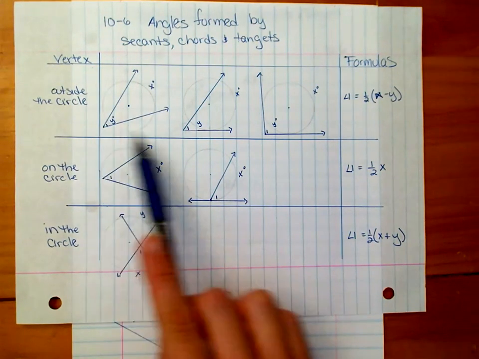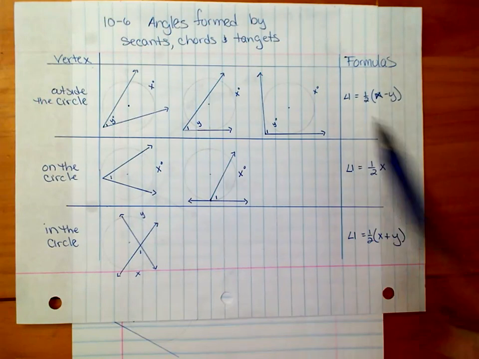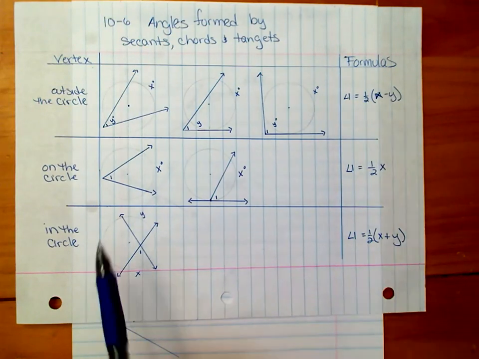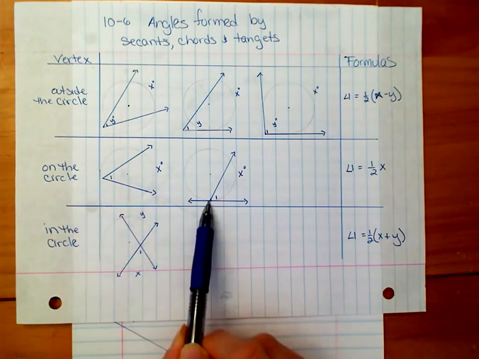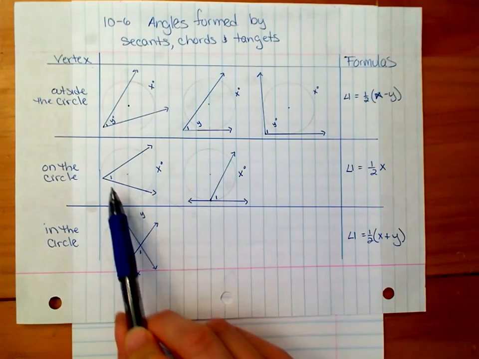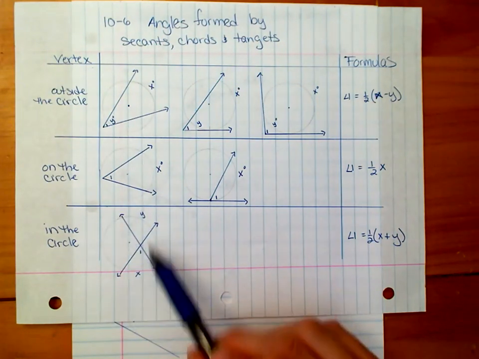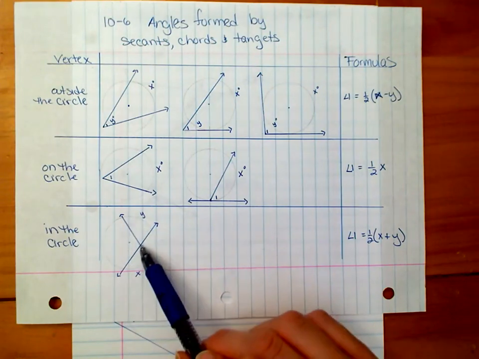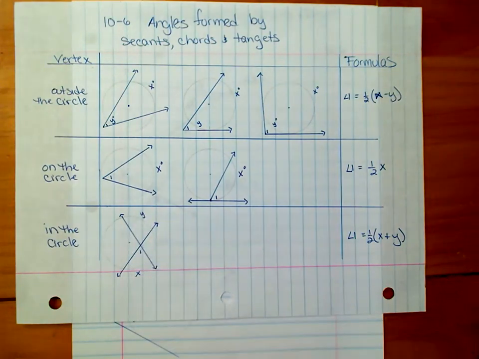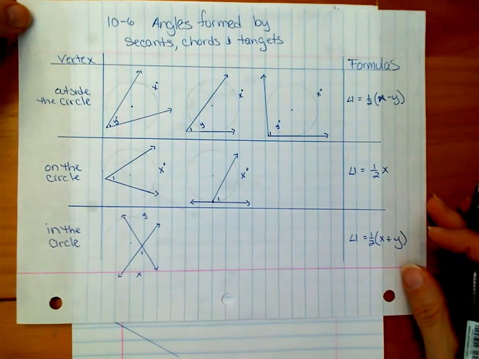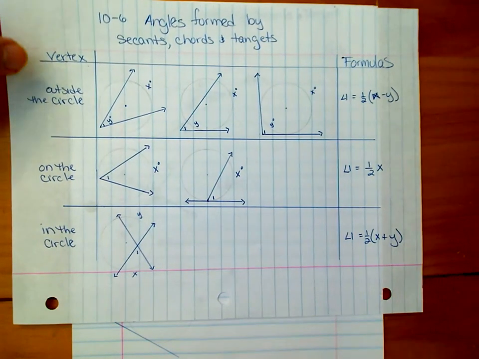If they intersect outside the circle, we subtract the arcs and take half to find our angle. If the vertex is on the circle, then it's like an inscribed angle, so we take half of the arc to equal our angle. And if the secants or chords intersect inside the circle, we add the arcs, take half to equal our angle. So keep those formulas in mind. If you don't have them written down, pause and write those babies down.